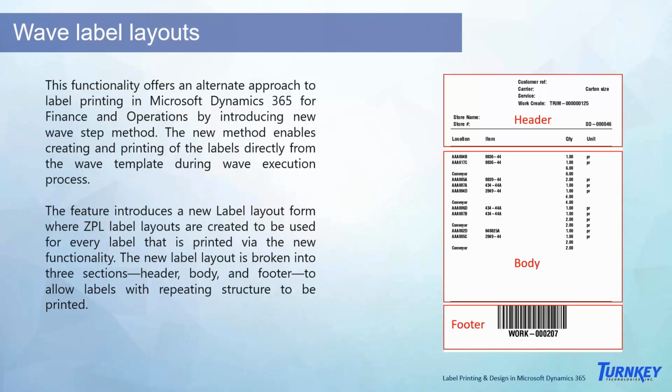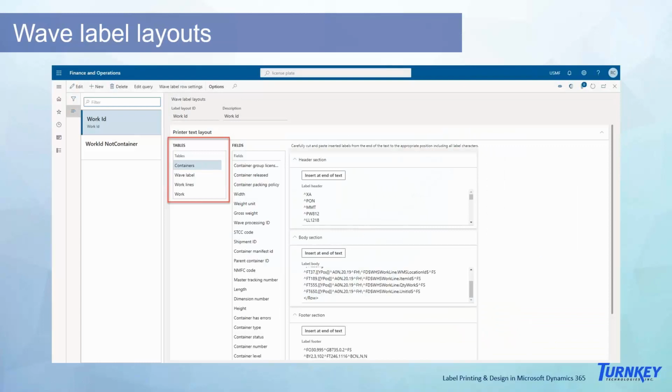The work ID is on the footer, and that work ID is the one that they can scan into the mobile device to start the picking process. Okay. As we mentioned before, this is driven by ZPL code, and the ZPL code for the wave labels is also configured inside F&O. The only difference is that we're going to have these header, body, and footer sections.